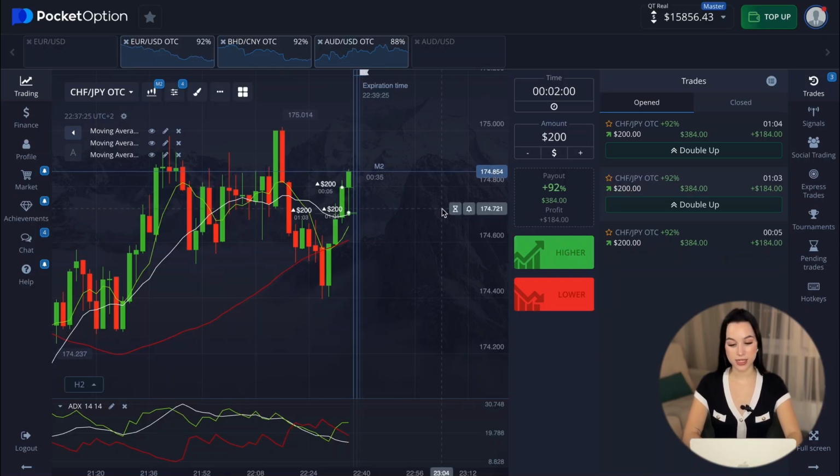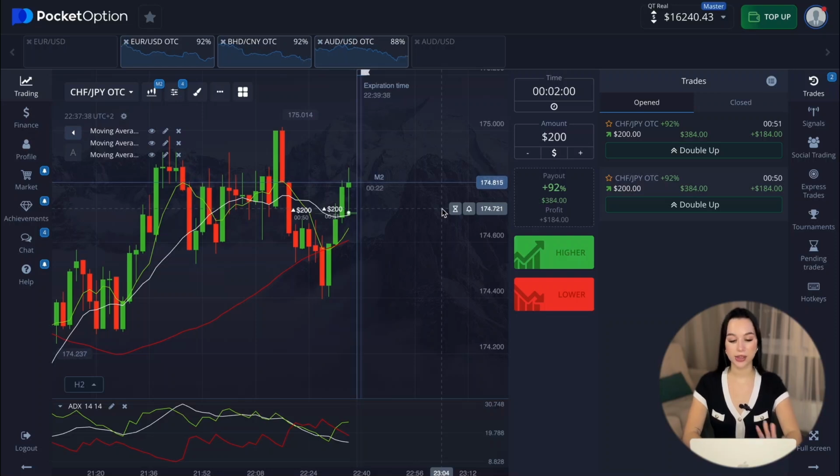So let's see, it's 5 seconds till the end of our first trade. You can see we're winning, our chart is growing right now, and yeah, we had our profit on our first trade on this chart, and I think we will also close the other trades.